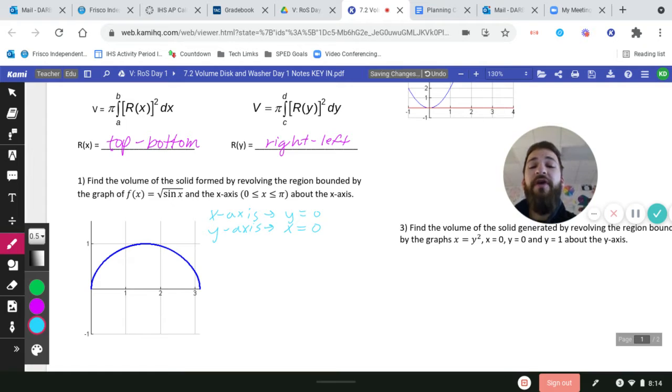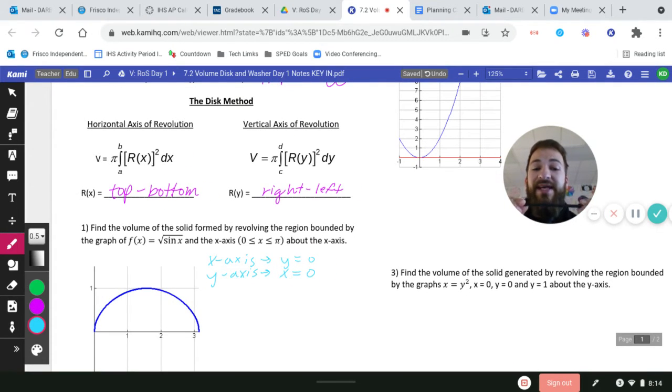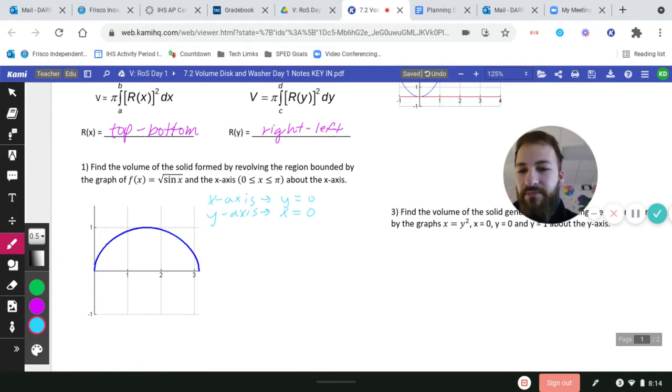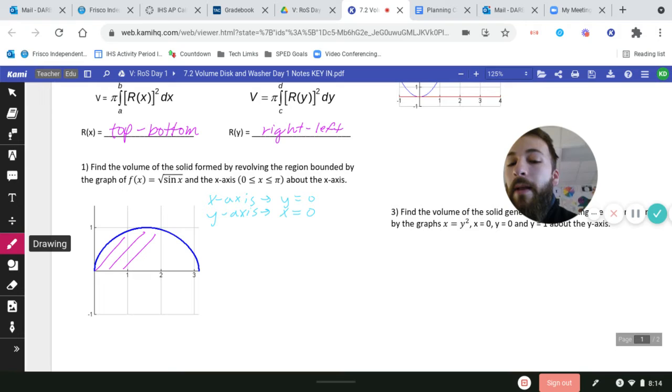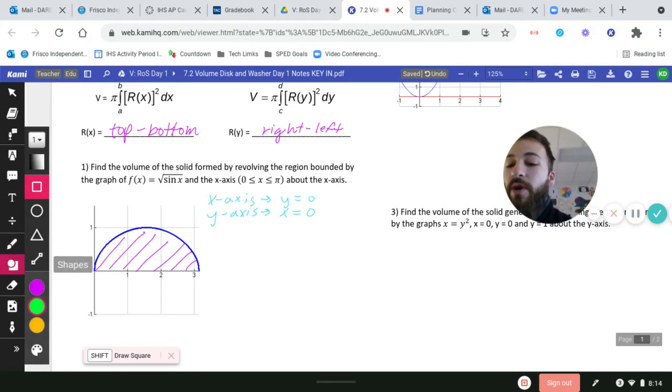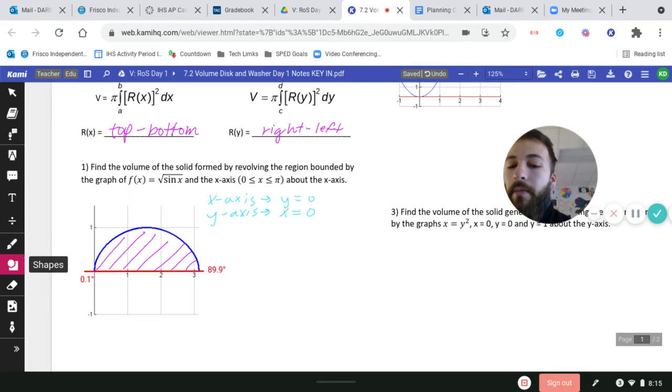So anytime we're talking about revolving about the x-axis, think about it as your bottom equation or your left equation is going to be that x equals 0 or y equals 0. Okay, so we're revolving about the x-axis. So since we're revolving about the x-axis, which is a horizontal line, this is a horizontal axis of revolution. And we're revolving this space bounded by the x-axis, y equals 0, and the function f of x is equal to the square root of sine x. Okay, so I'm revolving it about that x-axis.